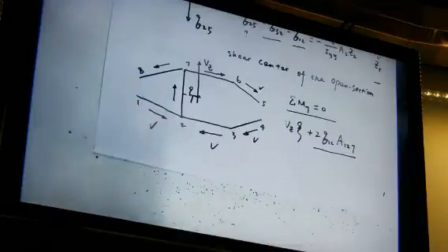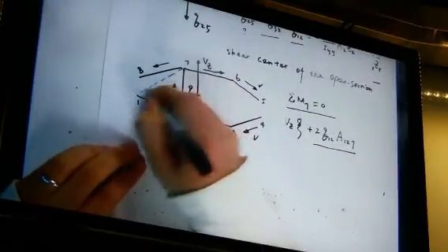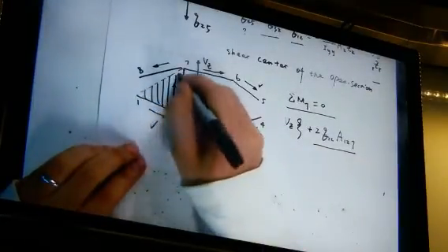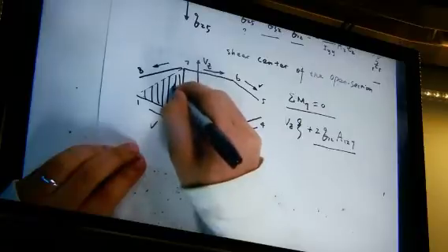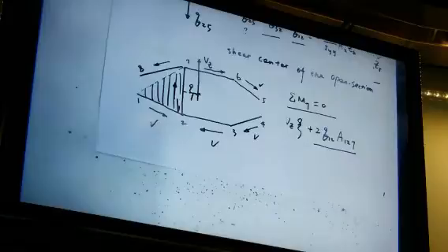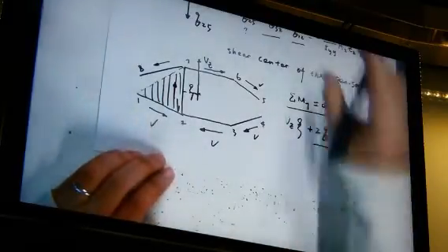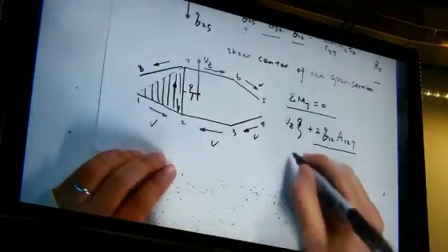So what is the meaning of A127? 127 is this area. Basically, 127 means you connect point 1, point 2, and point 7. You form a triangle. And then you calculate the area of that triangle. You get A127. And Q12 is calculated in the first step. So this is the first term.